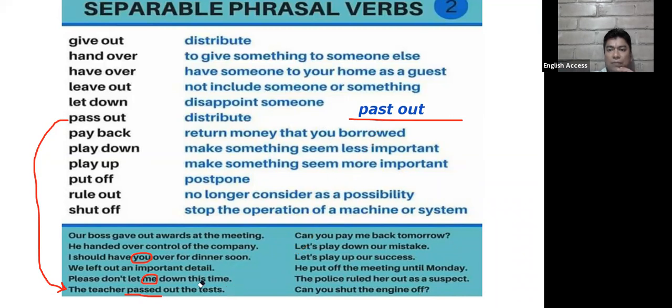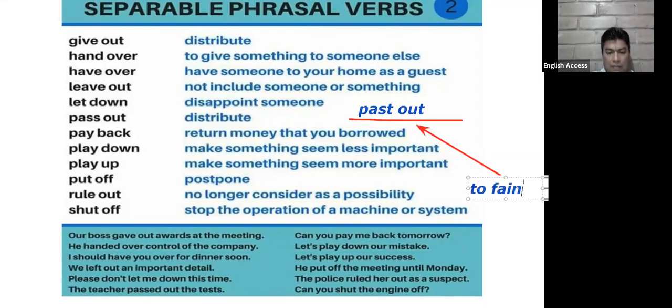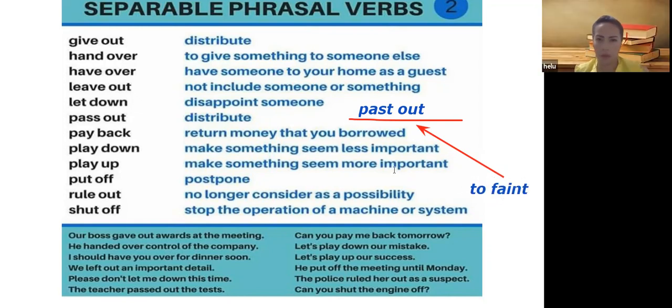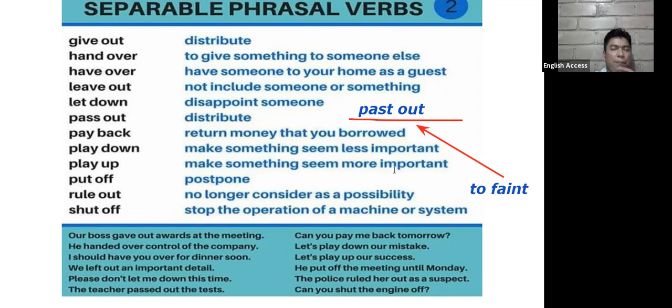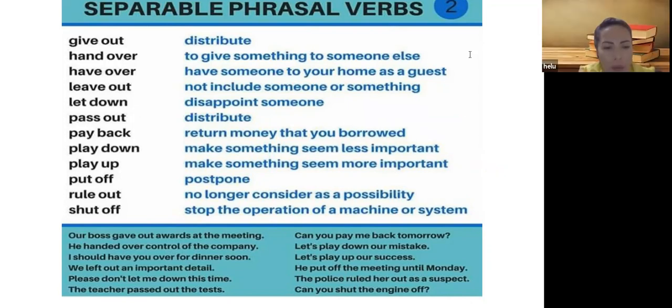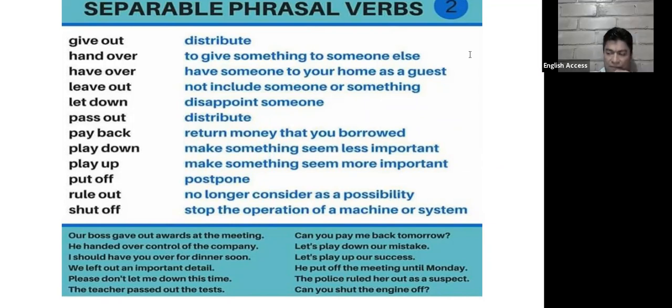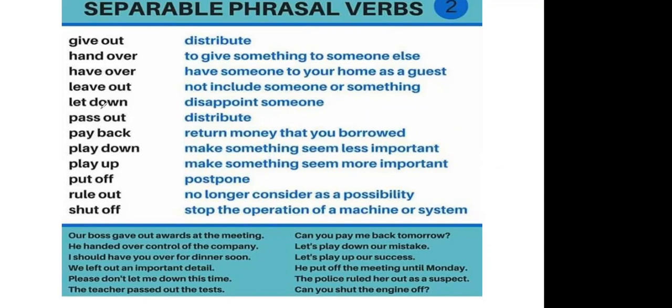But pass out is to faint. When you fall asleep when you don't want to, like when you hit your head and you are knocked out, that's to faint.